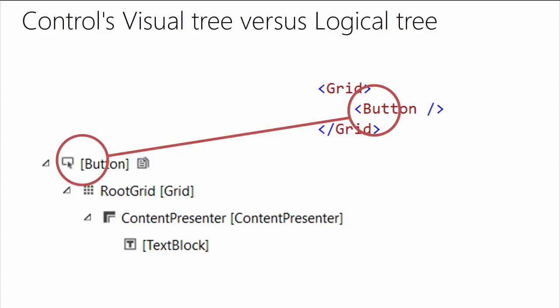And so you'll remember that button has a content property. Of course, you could add your own content here and make your own visual tree, but out of the box, you can see that there's more to a control than just what you see in the XAML. The XAML is just representing the control itself, not what's going to be in memory.